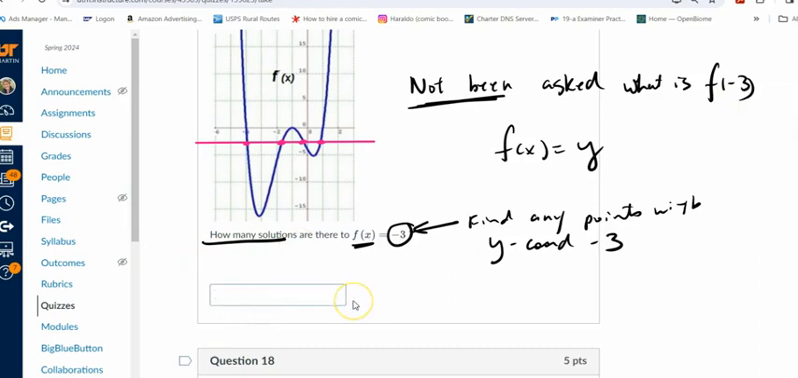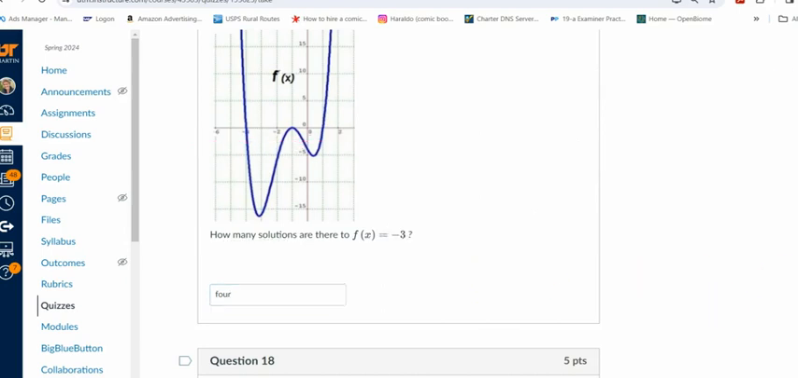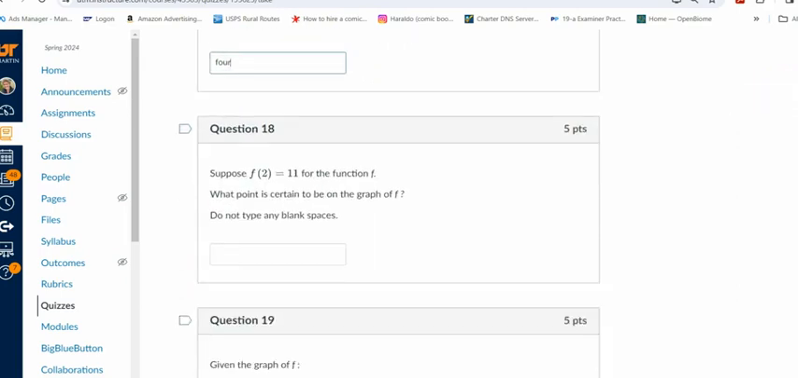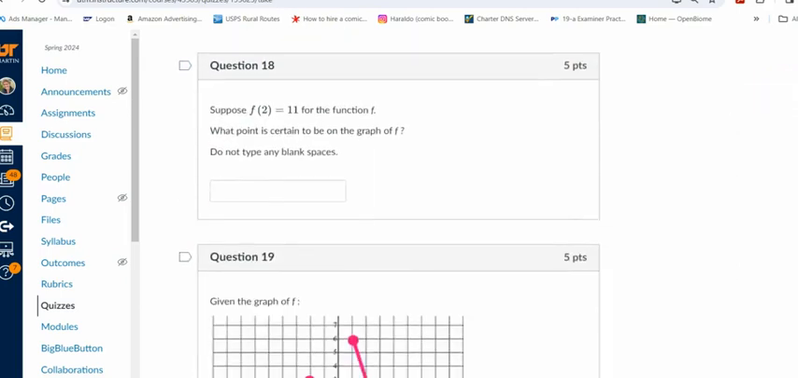And I had it to where if you typed 4 out as a word, you would have gotten full credit, or if you just put in the number 4. There are 4 solutions to that. And you were not asked to work out what they were. You were just asked how many solutions there are.